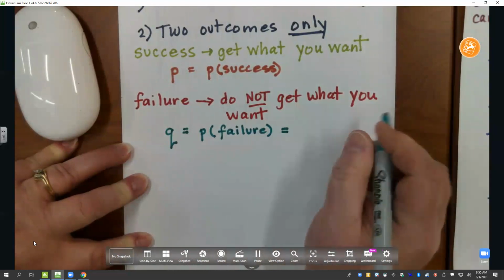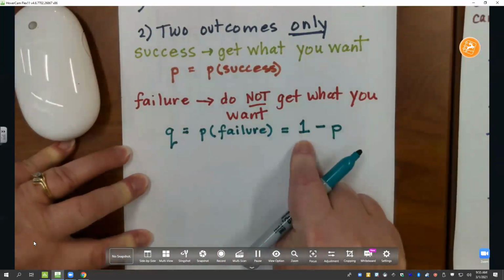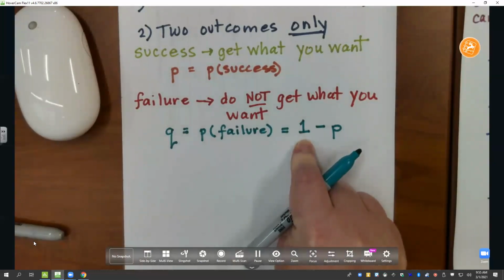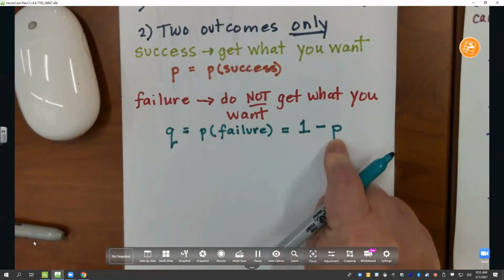And there's a formula for calculating q. It is 1 minus p. Remember, 1 is the probability that something's going to happen, minus the probability of success. Whatever remains is your probability of failure.